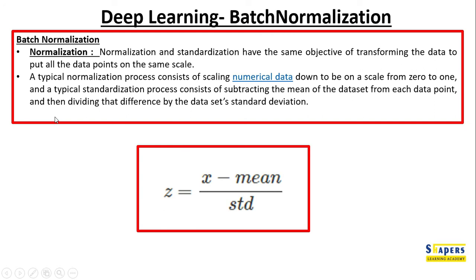How is normalization done in the usual sense? A typical normalization process consists of scaling numerical data down to be on a scale from 0 to 1. See, there are various normalization functions which will transform your data between 0 to 1. And a typical standardization process consists of subtracting the mean of the data set from each data point, then dividing the difference by the data set's standard deviation.